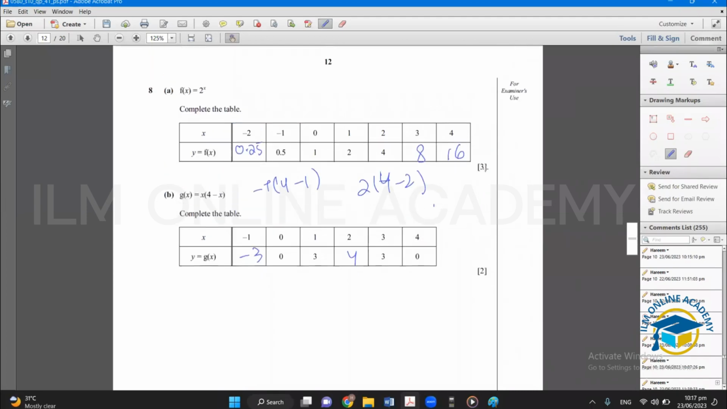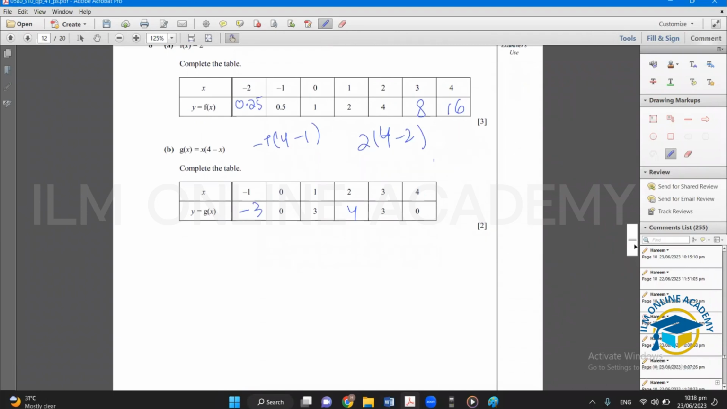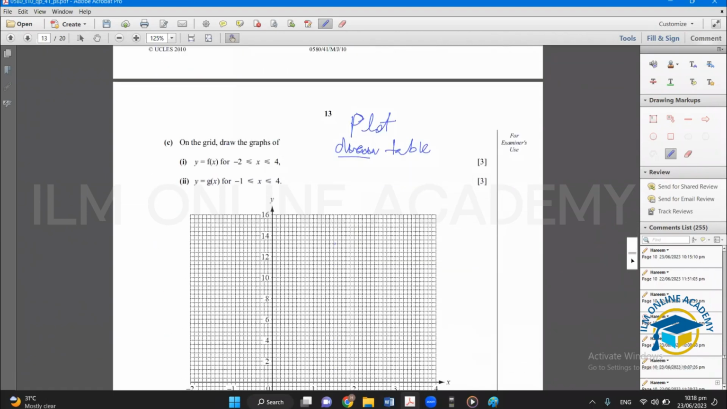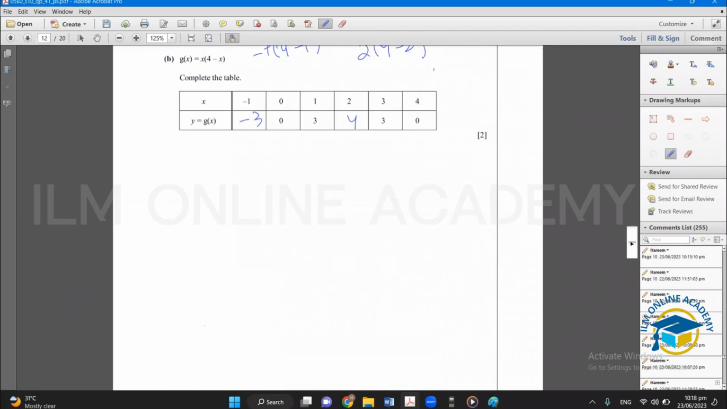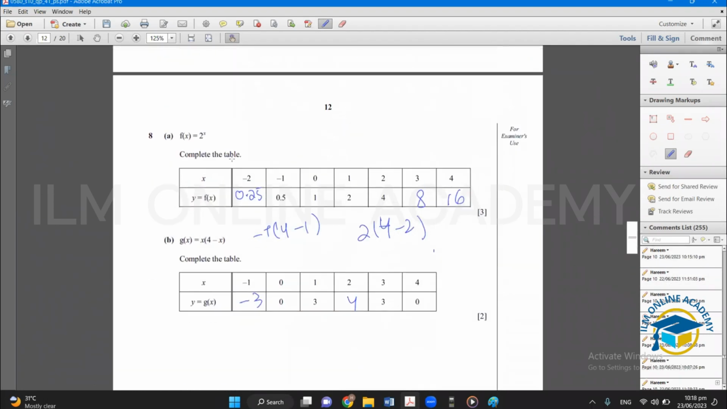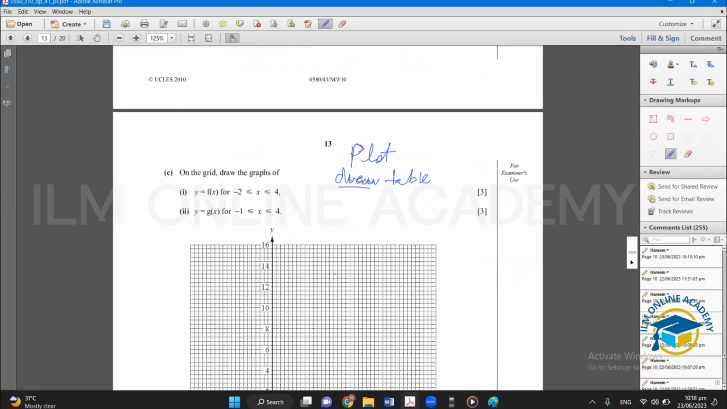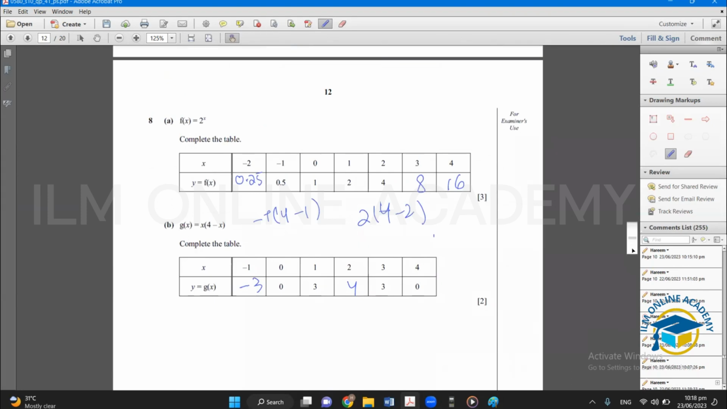See, this is a 3 marks question and this is a 2 marks question. And what you have to do is, you don't even need to use a calculator. So what you have to do is now on the grid table, draw the graphs of this thing and this thing. They've just told you that the x values you have to take are from -2 to 4, and the y values for the second y given are -1 to 4.